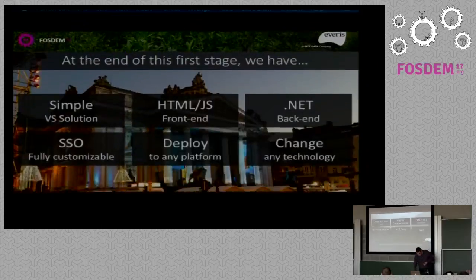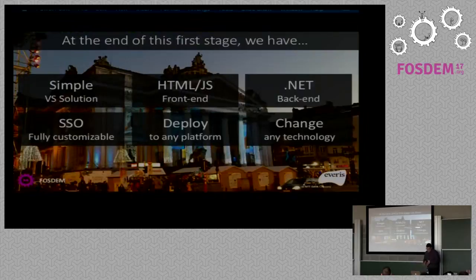So at the first stage of the idea, we have a very simple Visual Studio solution that has two clear software pieces: the front end based on HTML and JS only, and the back end with .NET solutions. And a single sign-on solution that we can fully customize to any client and any needs they have. And also, for the first time in history, we can offer deployment to any platform the clients may need in their data centers.